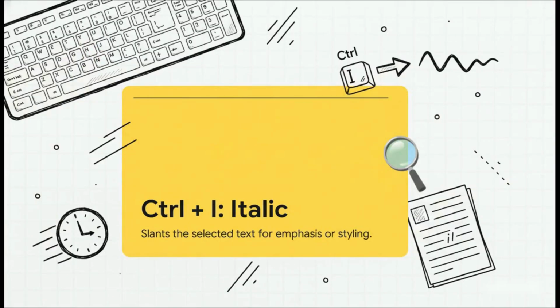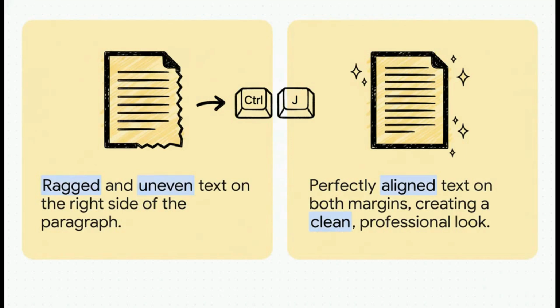For a different kind of emphasis, you've got Control+I for italics. It's perfect for things like book titles, foreign words, or just adding a subtle, stylish slant to a phrase. You ever wonder how books get those really clean, sharp edges on both sides of a paragraph? That's Control+J for justify. It transforms a messy, ragged right edge into a perfectly aligned block of text. It instantly gives your documents a crisp, really professional look.